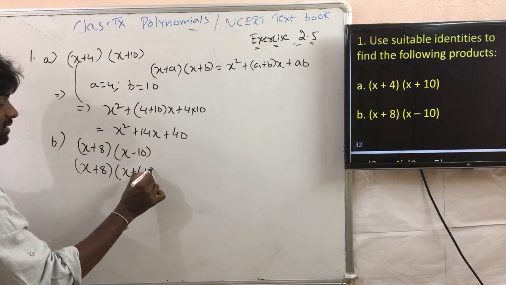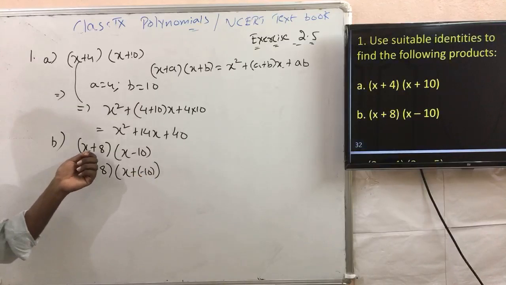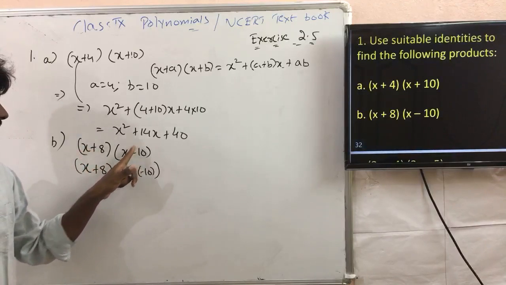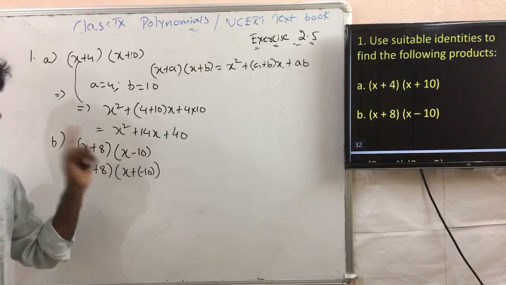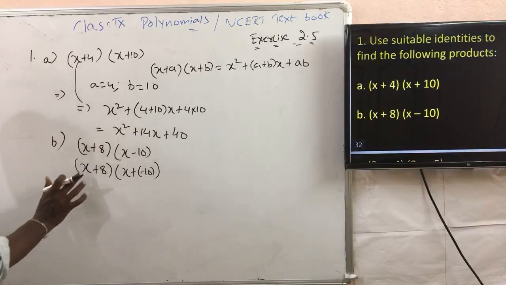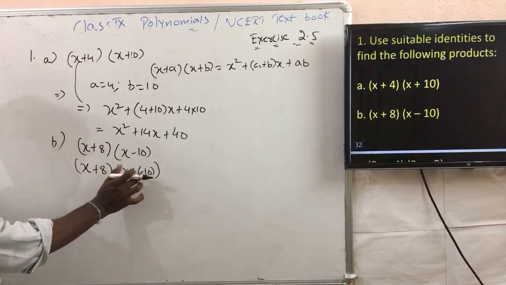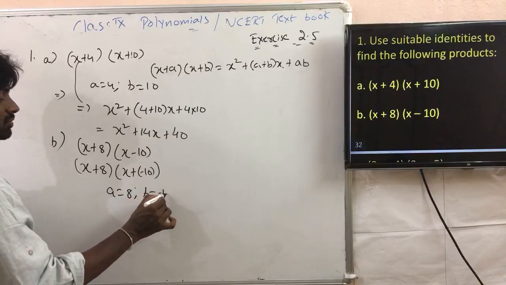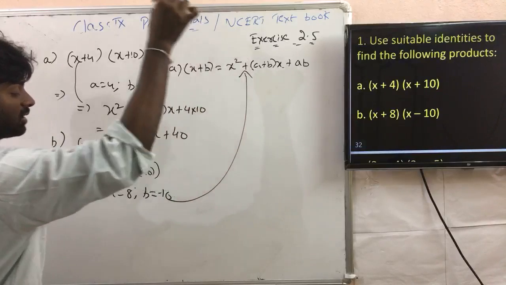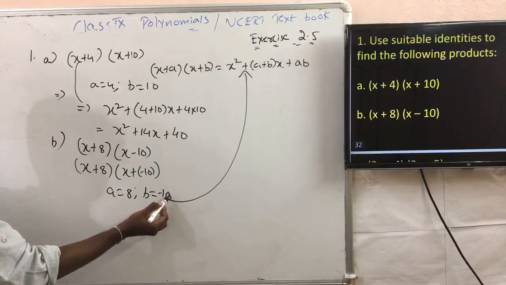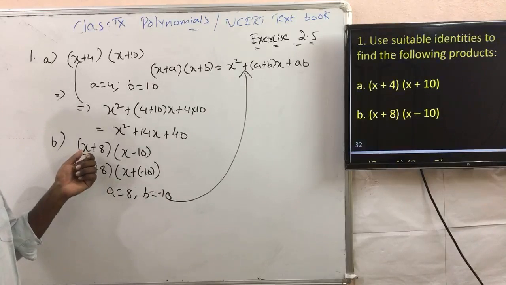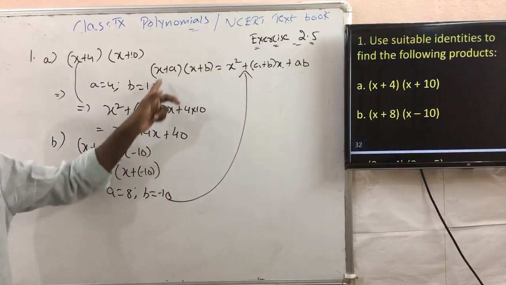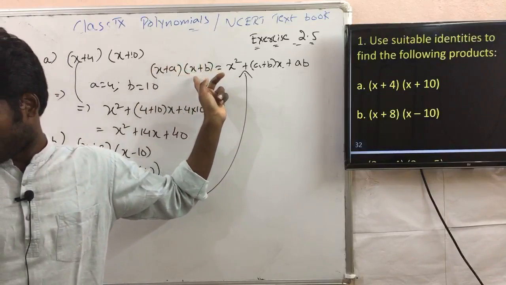Observe carefully. I am writing the first term as it is, x plus 8. In the second term I am taking minus 10 as plus of minus 10, because plus into minus again you will get minus. Now it is in the form of x plus a into x plus b, where a equals 8, b equals minus 10. Same formula, observe carefully. Don't confuse, there is no other formula like x plus a into x minus b. Just convert into this form, x plus a into x plus b.